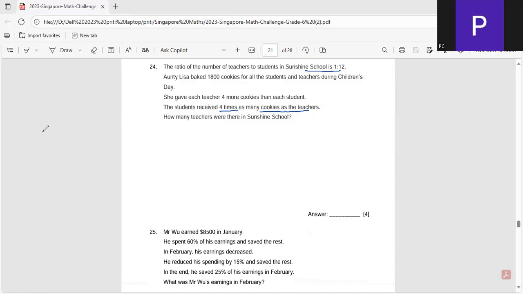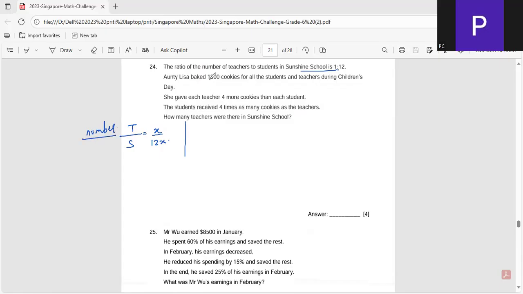Now let's just assume the ratio of teachers to students is 1:12, so x over 12x. So let's say the number of teachers is x and the number of students is 12x.